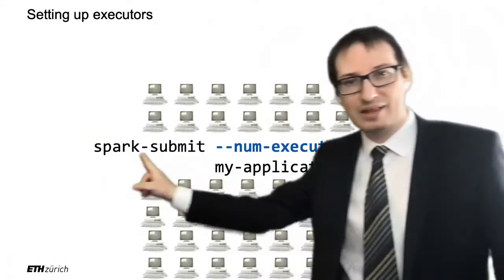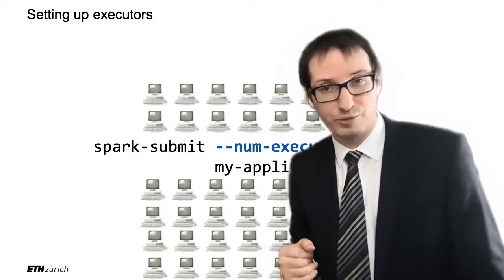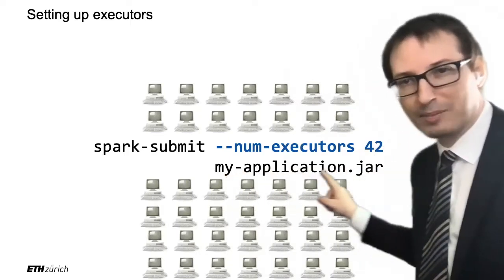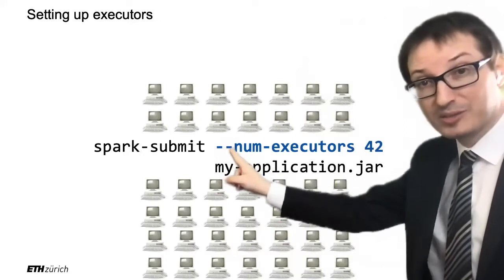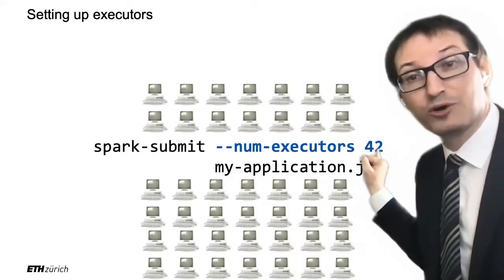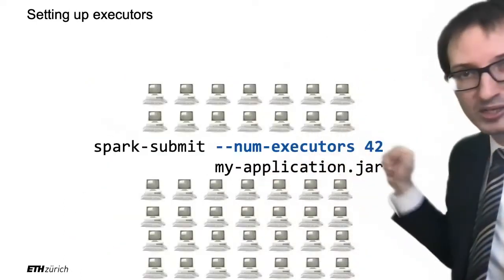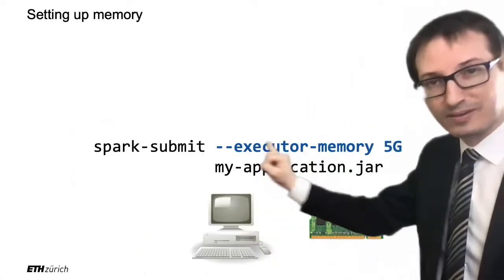So there is this command line called spark-submit. It's something you type on your command line. It's one way of using Spark. And then you have some compiled version of a Java program that basically contains whatever it's supposed to do in Spark. And then you have this parameter right there, --num-executors. And here I say, okay, I want 42 executors. So there's going to be 42 of these, right? 42 executors.